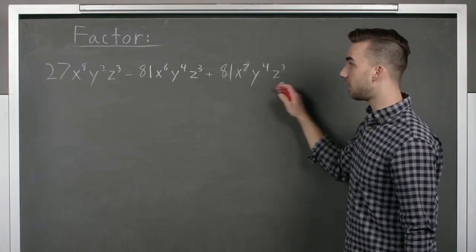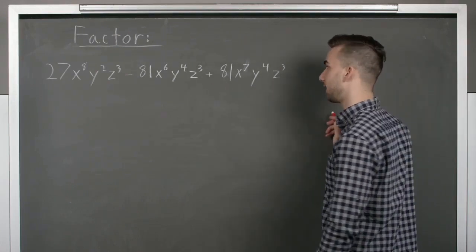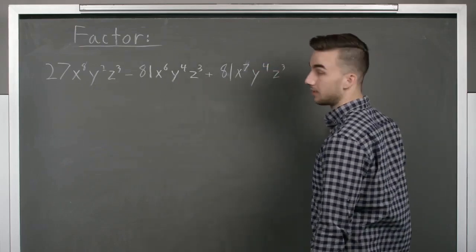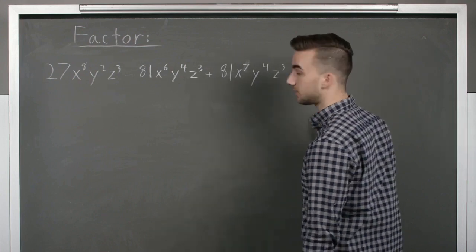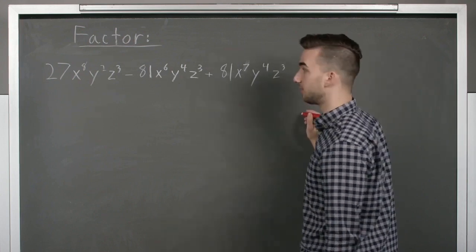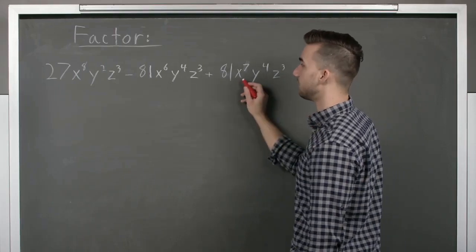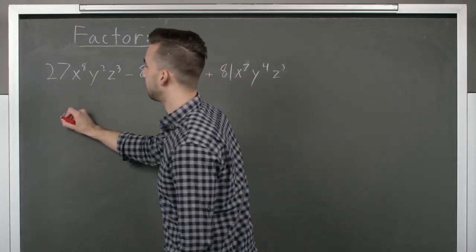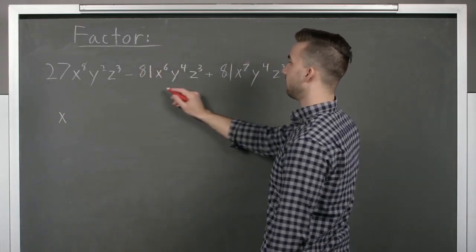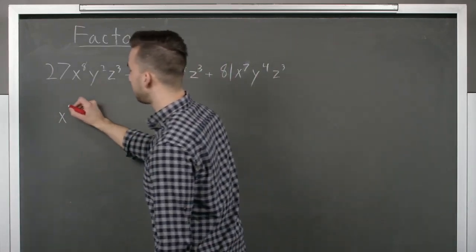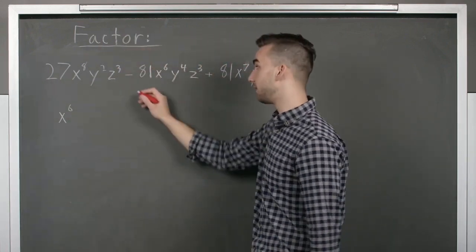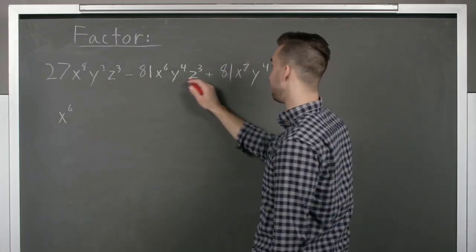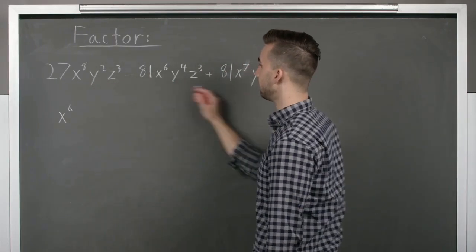What do we find in common here? Well, let's look at it. Each term has x, y, z to the power of something. So what's the lowest power of x we have? We have a 7 here, 6 here, 8. So we know that it all has an x to the power of 6 in common, because we can divide everything by x to the power of 6. For the y's, what's the lowest power of y? It is 2.